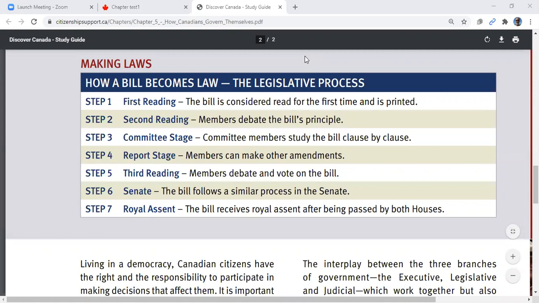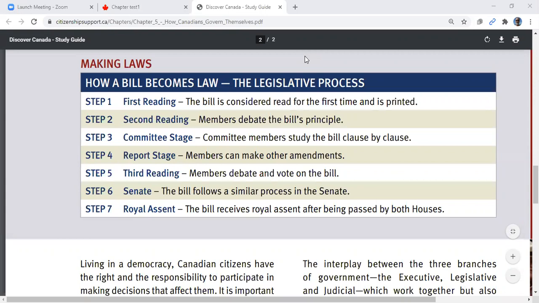So step 1 is the first reading. It's just read and printed for everybody to read in the House of Commons. So it's a bill. It's still a bill. And then step 2, second reading. They read it twice, and members debate the bill's principles.